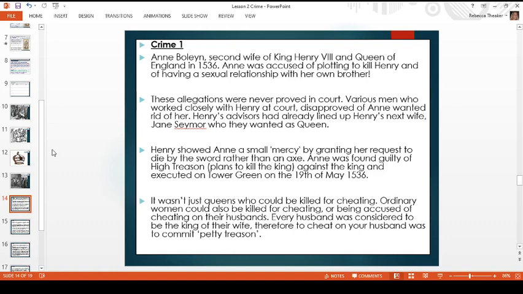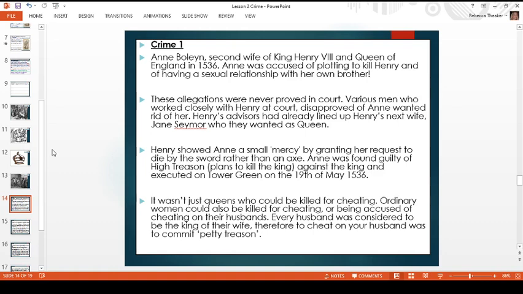Crime number 1. Anne Boleyn, the second wife of King Henry VIII and Queen of England in 1536. Anne was accused of plotting to kill Henry and having a sexual relationship with her own brother, which, can I say, is not true. She did not have sex with her own brother. That was just used as evidence to try and get her. These allegations were never proven in court.